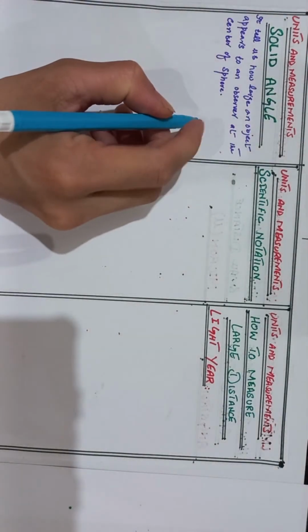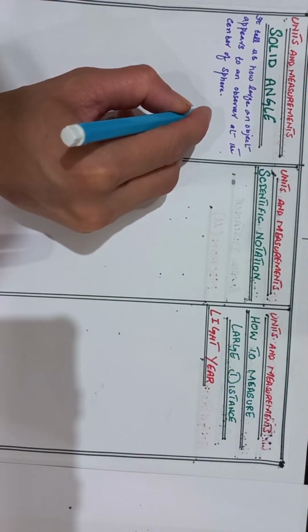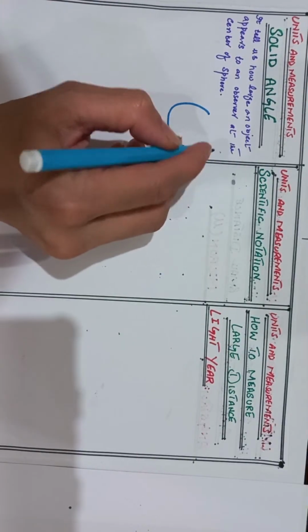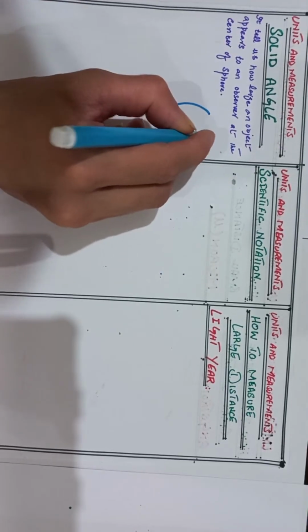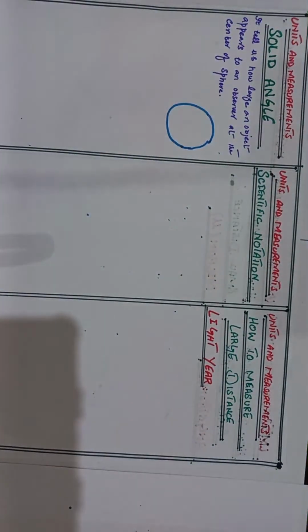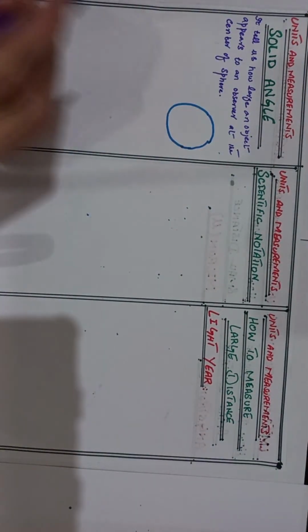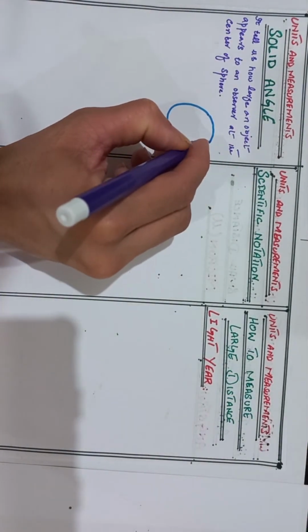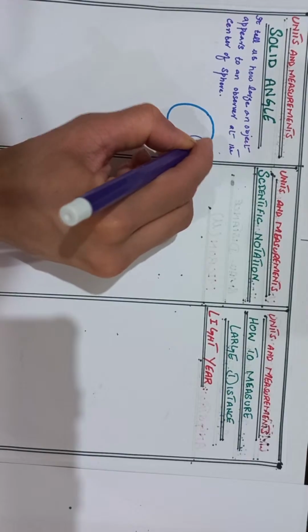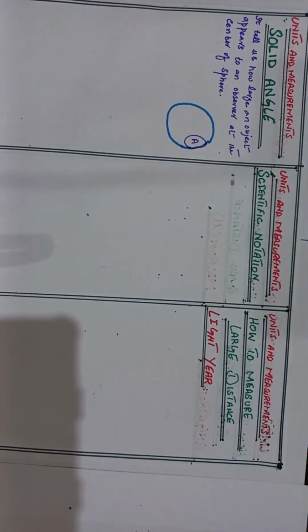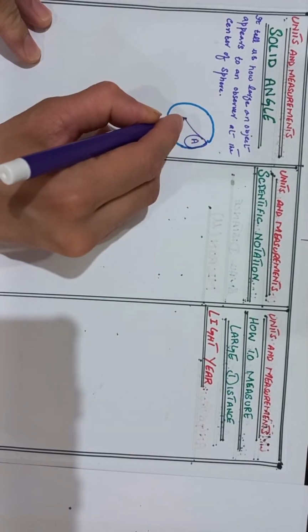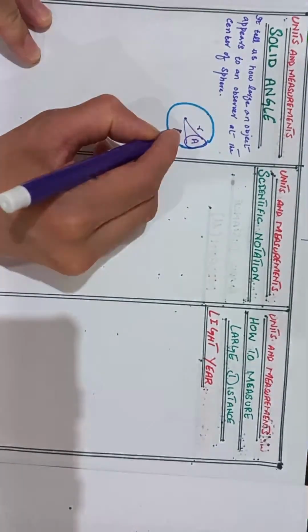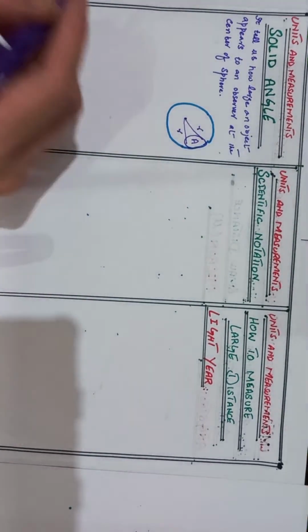Let me explain it with the diagram. Here I draw the circle. This is the sphere. Solid angle, we define it in the sphere. This is the three-dimensional angle. Here we draw the sphere, and here we take the surface area, that is shown by A. The distance from the center of the sphere is the radius, shown by R.